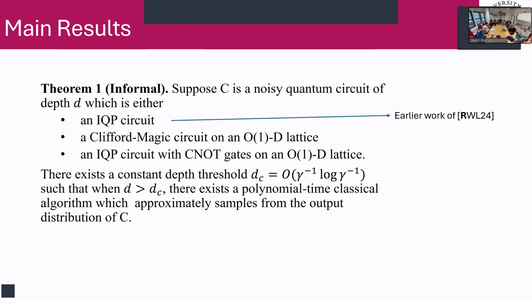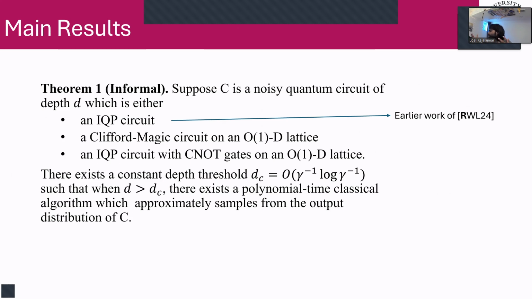So for now, when you say noisy, you mean depolarizing noise. You just shrink the Bloch sphere. Is that correct? Yes, I mean depolarizing noise. Very good. I missed that. Do Pauli channels work similarly, or is it strictly depolarizing noise here? So in the case of IQP circuits, you can also do dephasing noise, or basically any Pauli noise channel with a dephasing component. But for Clifford magic circuits, I think we need a depolarizing noise.